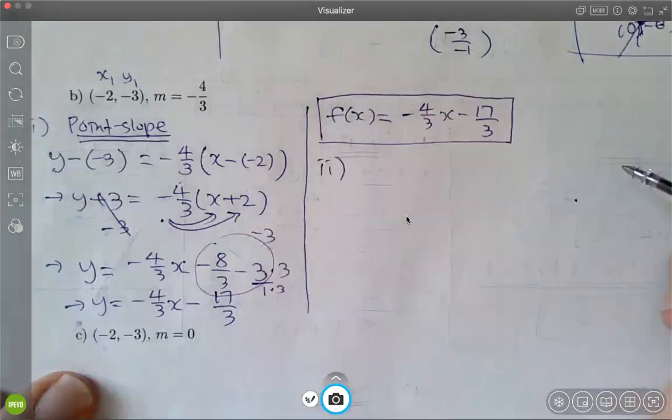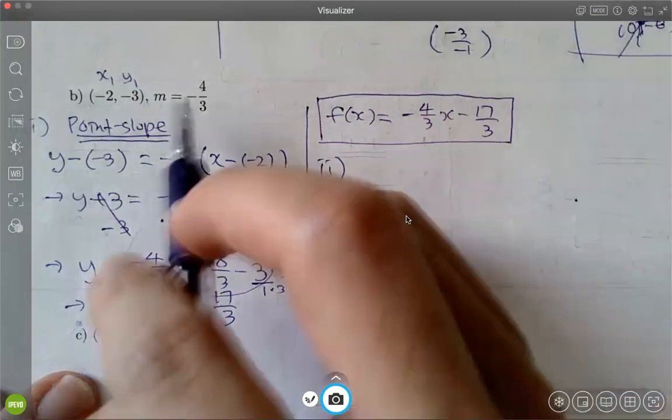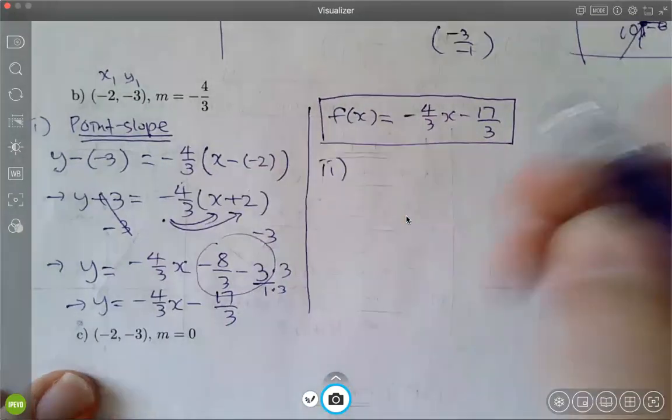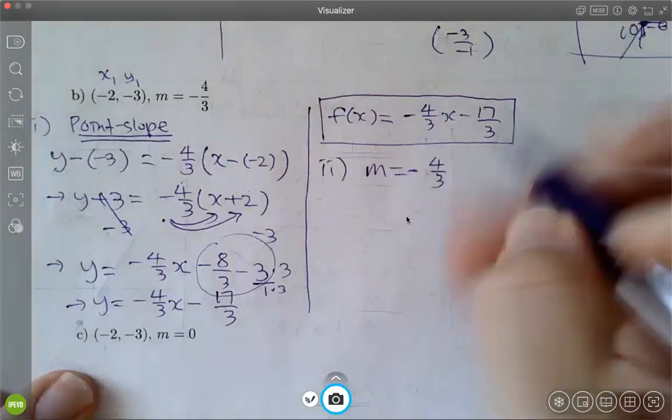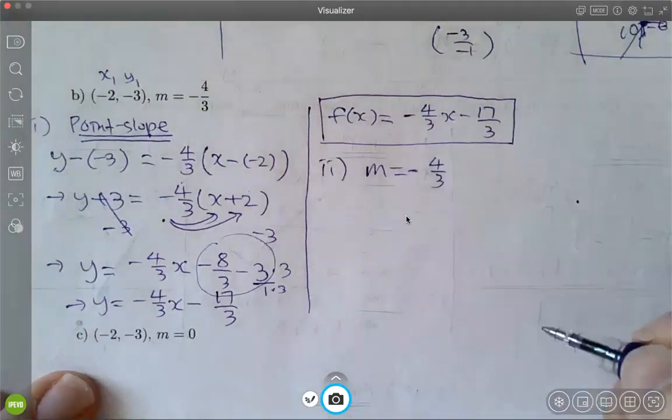Okay, so now, graph. What does that mean? We have to use this slope -4/3, right? And now, what does this mean, -4/3? Go where by how many units?